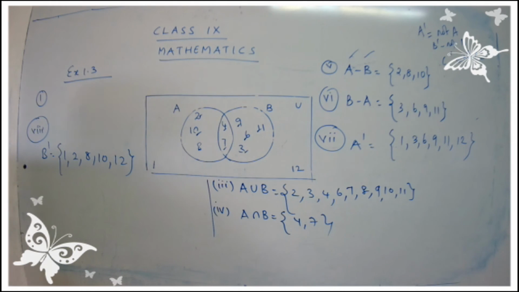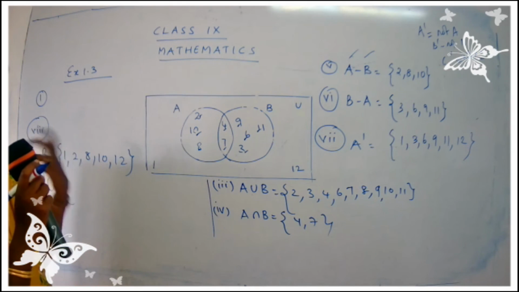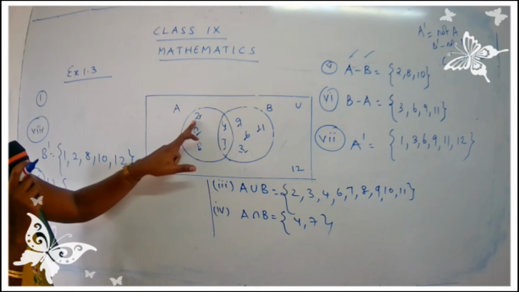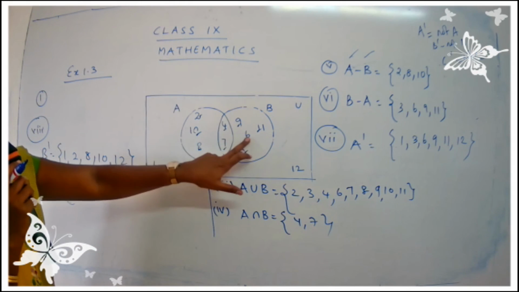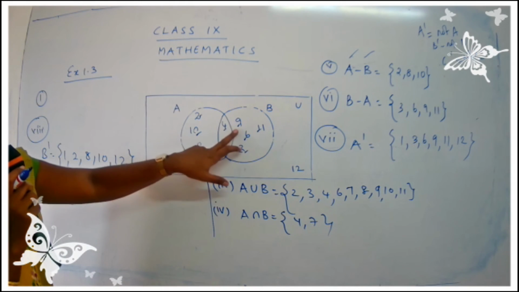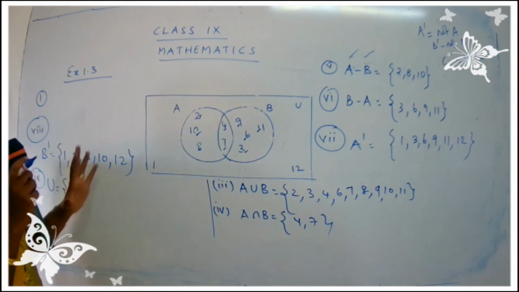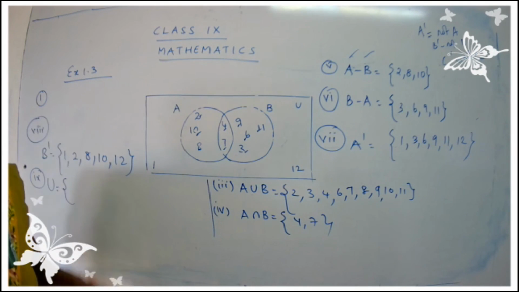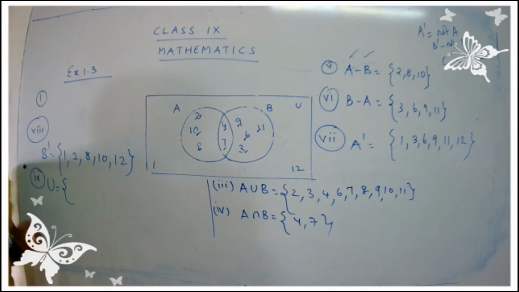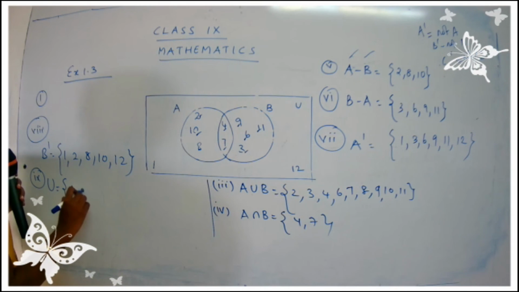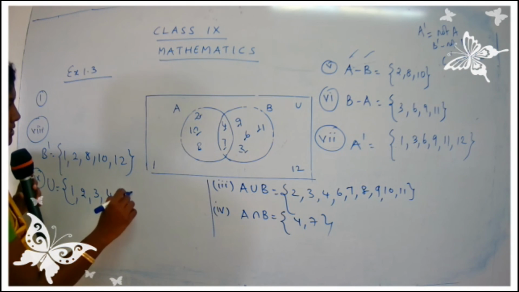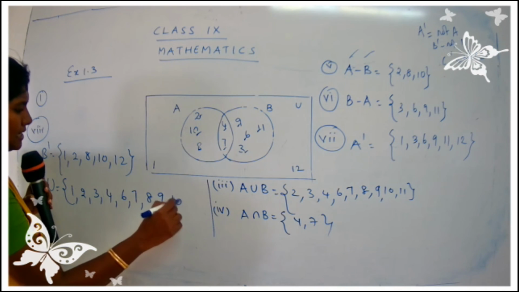Okay, the last one, the 9th part, is U. So universal set, this is a very easy answer. You have to write down all the members of a set over here. What are the numbers or what are the members here? 1, 2, 3, 4, 6, 7, 8, 9, 10, 11, 12. So these are the members. So you have to write down all the members of the sets as a universal set. So write down all the members here.